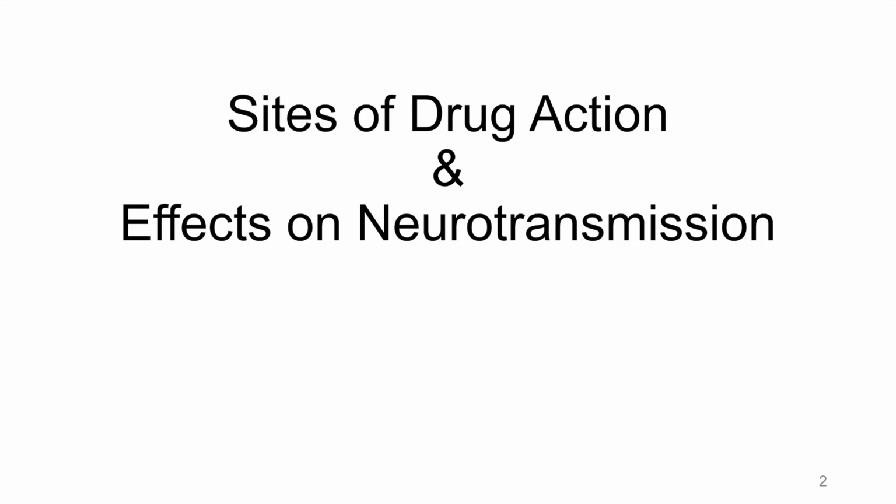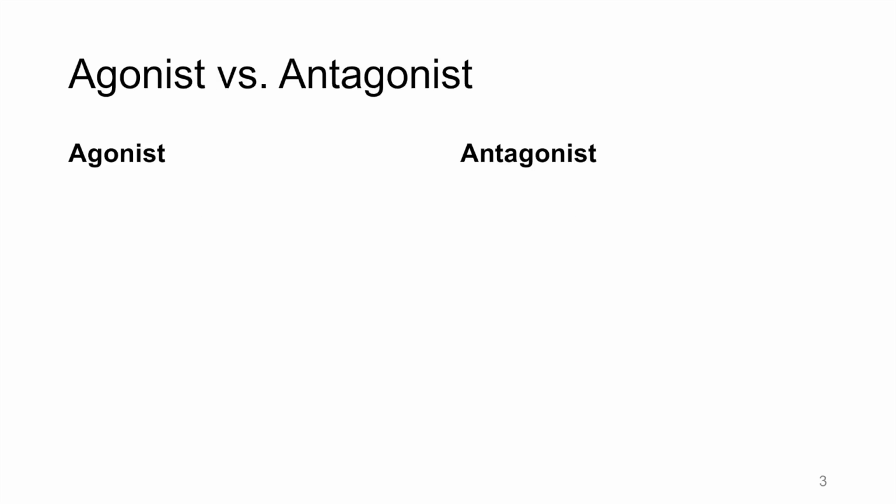Neurotransmitters are the endogenous ligands, that is, they come from our own bodies and bind to receptors to cause biologic effects. Drugs are exogenous. They are something that we take or are given that can influence synaptic transmission. You can broadly categorize a drug as an agonist or an antagonist based on what it does to neurotransmission.